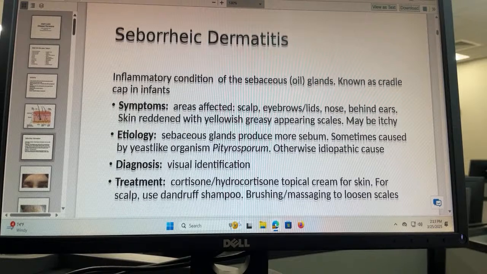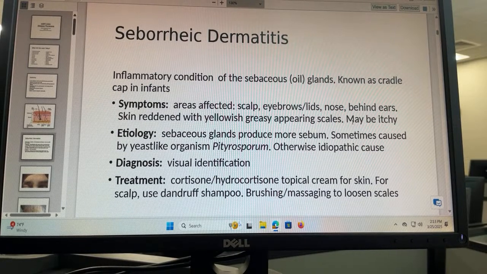All right, so the first condition we're going to talk about right now is seborrheic dermatitis. Derm refers to skin, and itis is inflammation, so some type of skin inflammation. This is a condition where the sebaceous glands are inflamed. Some of you might have heard of cradle cap in babies. They get scaly patches on their head. So this is the medical term for cradle cap.